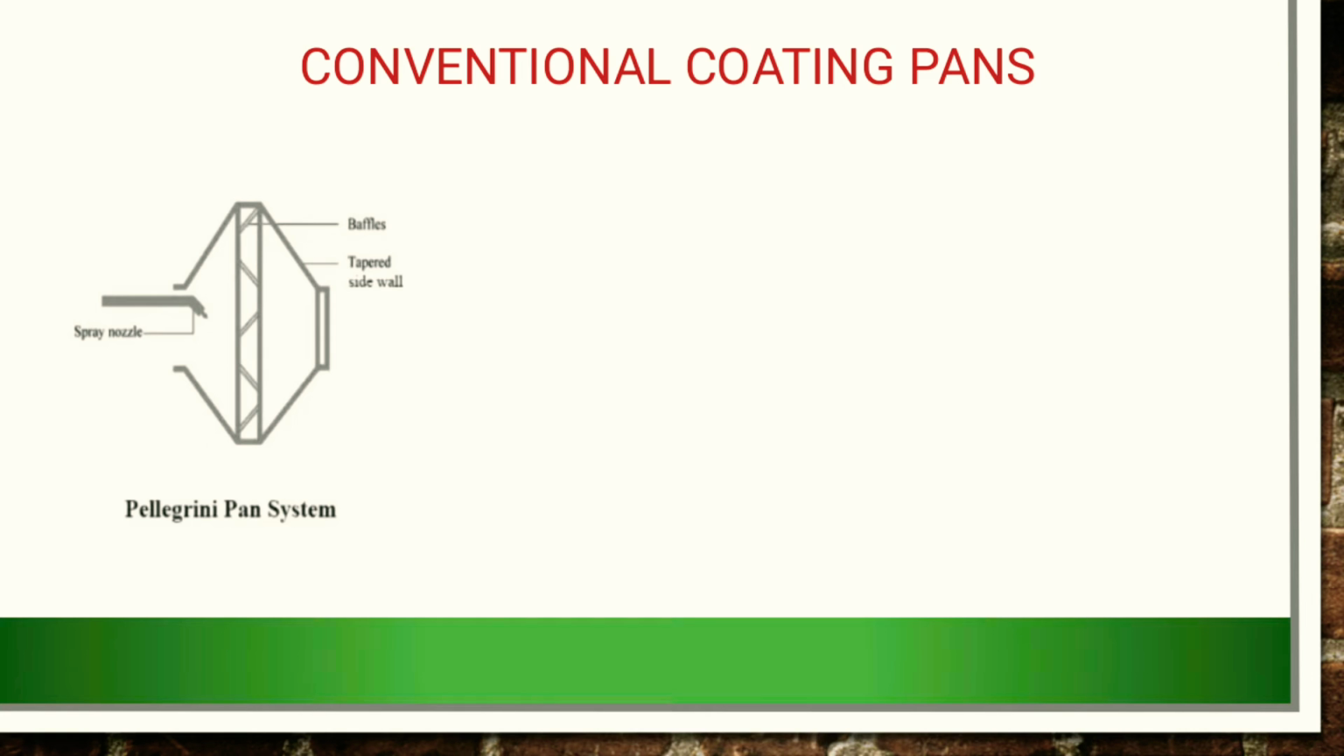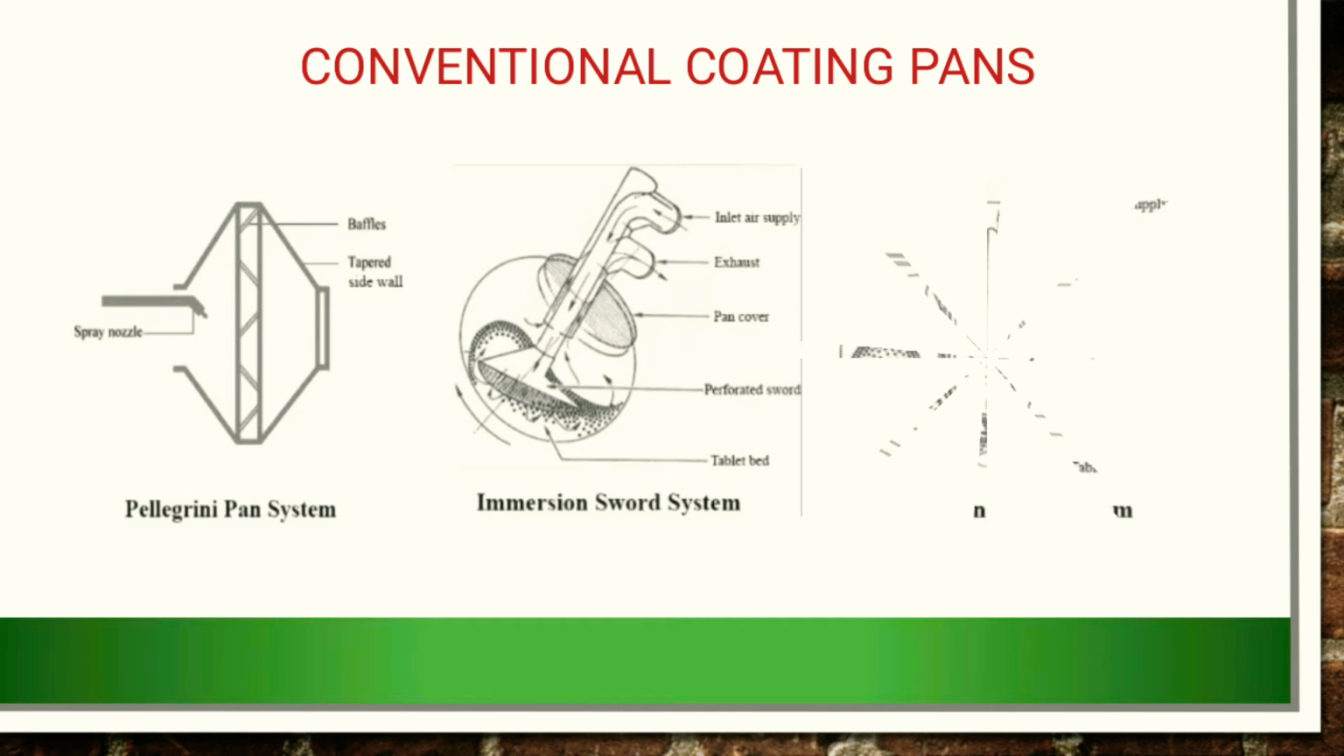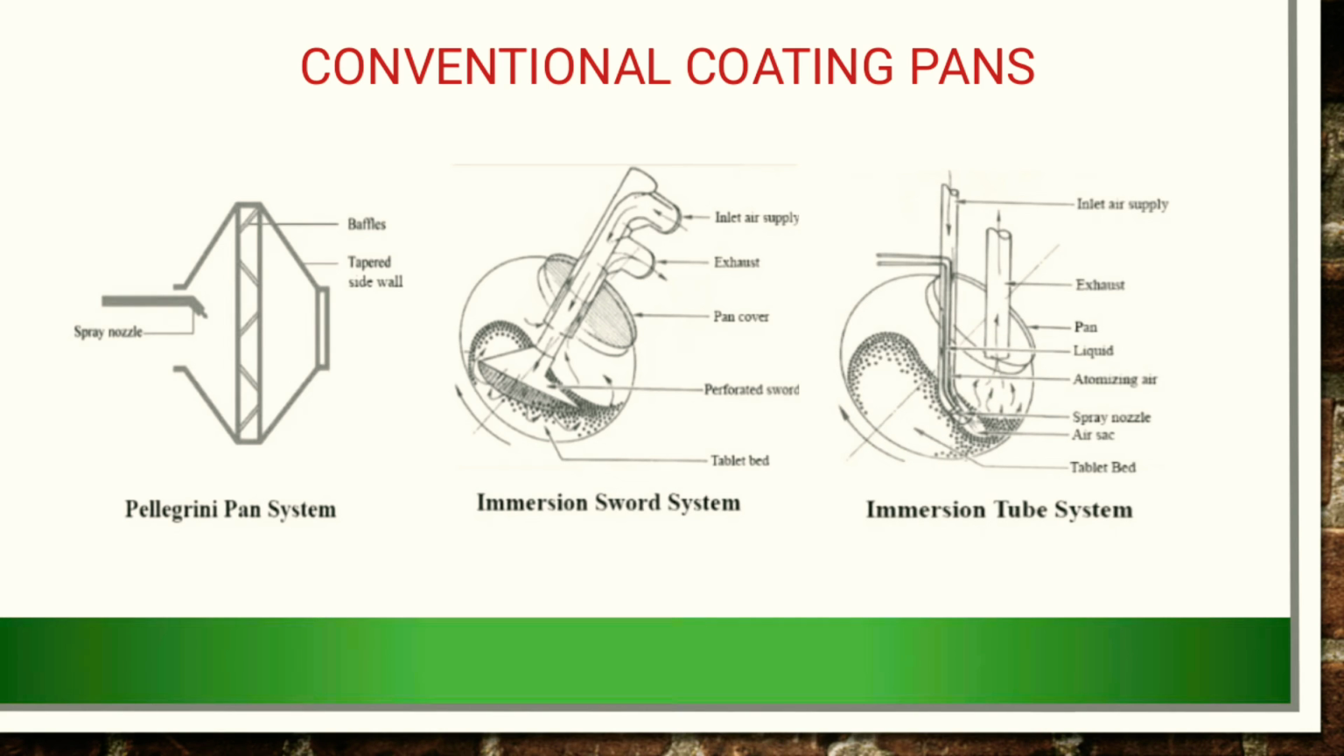Here you can see the diagrammatic representation of immersion sword system, and then this is the immersion tube system. Pellegrini pan system is available in a size range of 10 to 1000 kgs. It contains a baffle pan and diffuser that distributes the dry air uniformly. Further, it is suitable only for sugar coating process, but not for film coating due to limitations in drying capacity. The limitation can be overcome by installing a swallowed air handling system to improve drying efficacy.